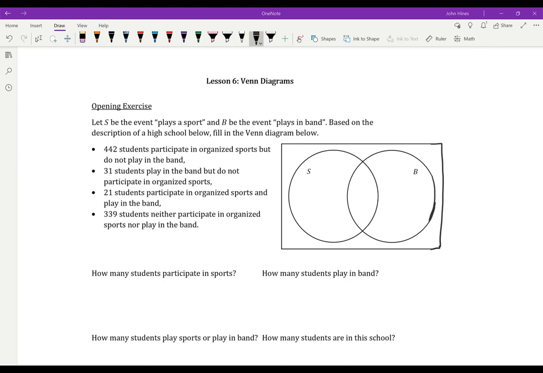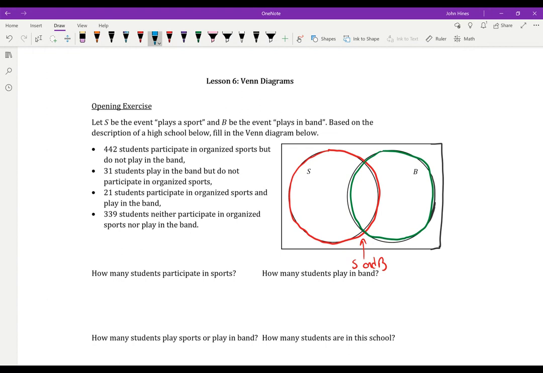So let S be the event plays a sport, and B be the event plays in band. Based on the description of the high school below, fill in the Venn diagram. So in this Venn diagram, this S circle is the entire number of people who play sports. It's got two parts to it: just sports, and sports and band. This middle piece here is the sports and band, right? And then the band circle consists of two pieces. It's got the sports and band and then just band. And then there's one more piece that people forget about, the outsiders, the people who don't do sports and don't do band. They're on the outside of those circles there.